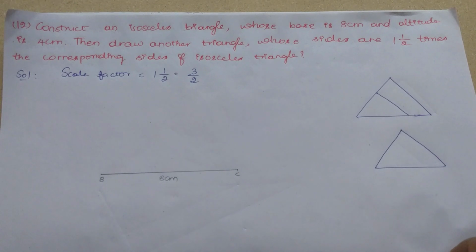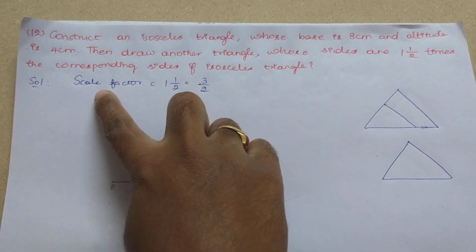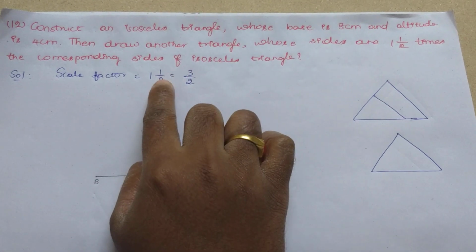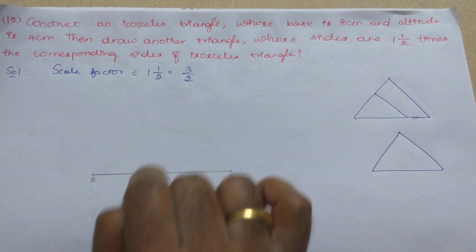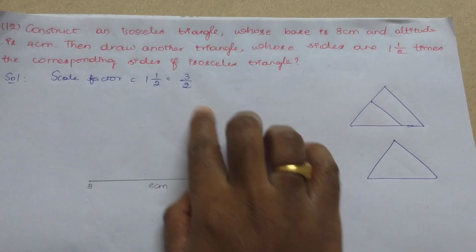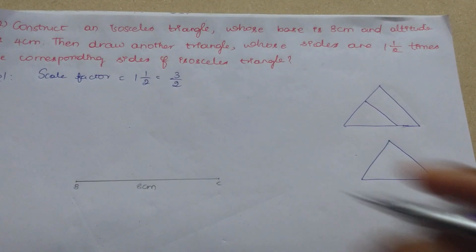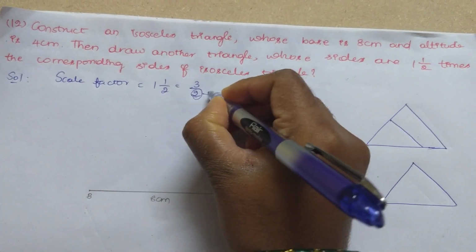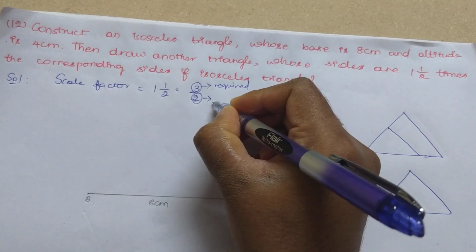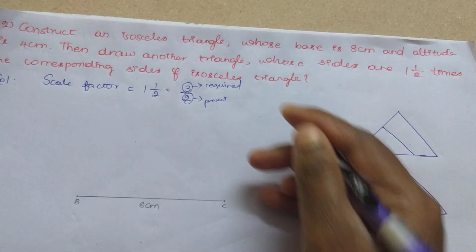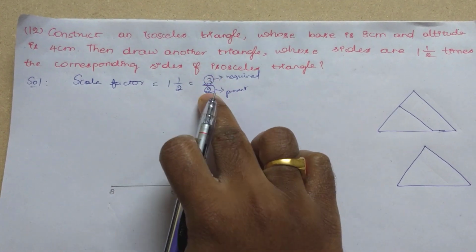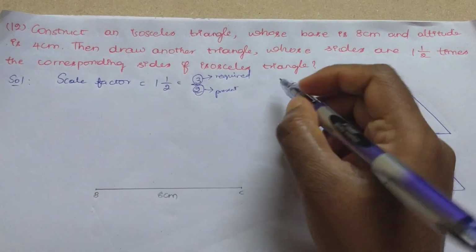triangle. Clear? So here 1.5 is nothing but the scale factor. Since this is a decimal fraction, I have converted this into a proper fraction. So 2 ones are 2, 2 plus 1 it is 3 by 2. Clear? Since, as I told you in the previous problem, the numerator is nothing but the required triangle and the denominator is nothing but the present triangle.